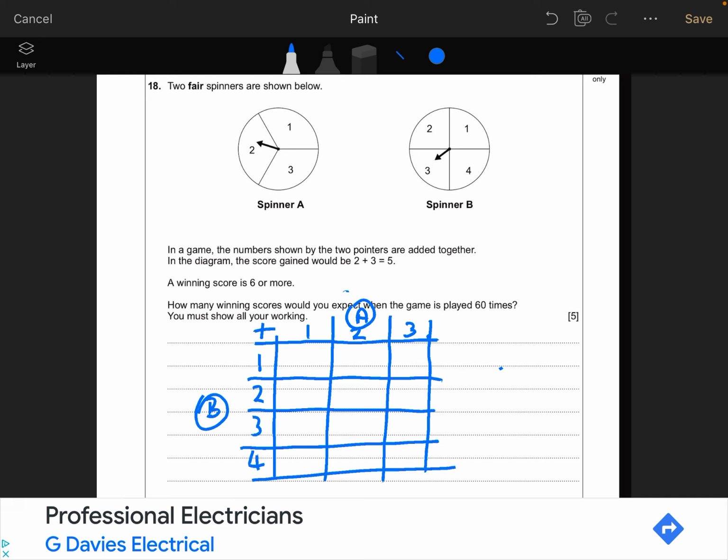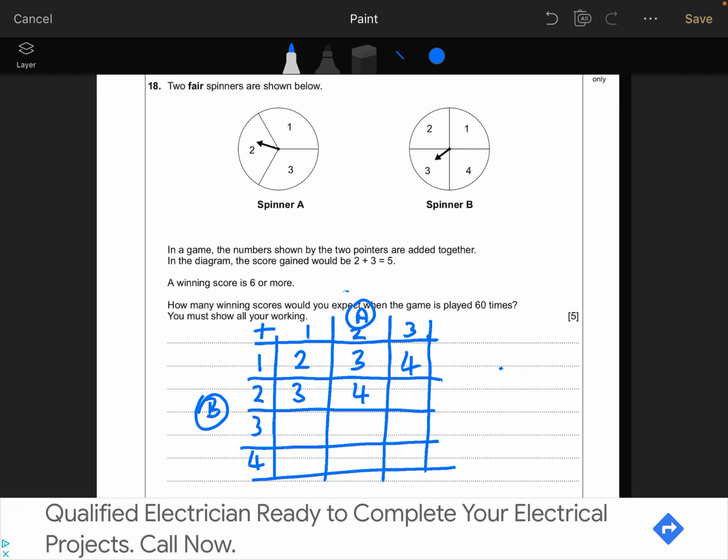Okay, so we could have a 1 from spinner A and a 1 from spinner B. That would give a total of 2. So I'm going to fill in these things, adding them up. 1 plus 2 is 3, 1 plus 3 is 4, 2 plus 1 is 3, 2 plus 2 is 4, and you can see there's a pattern forming in the way that these are. So if you're going to follow the pattern, do check occasionally that it's all right. So I'm just going to put the pattern in.